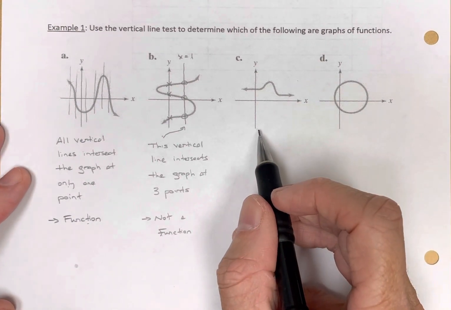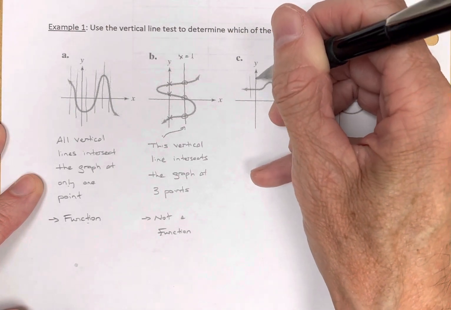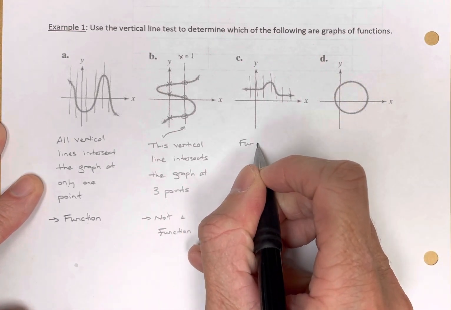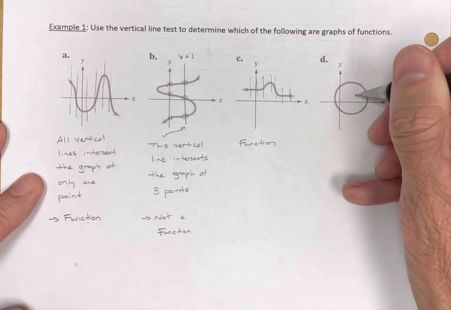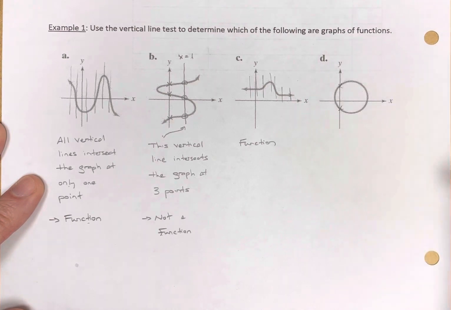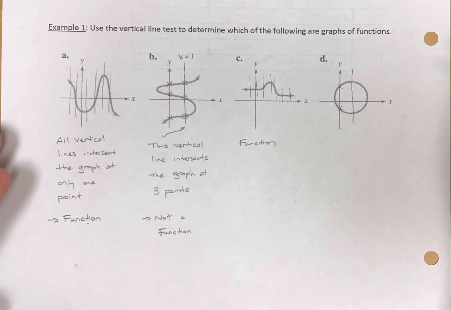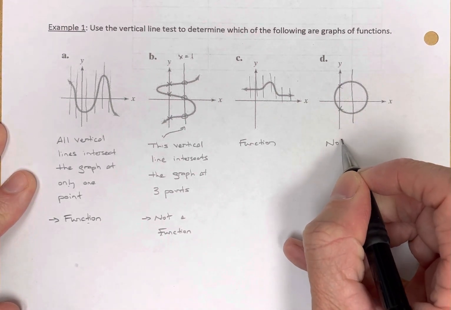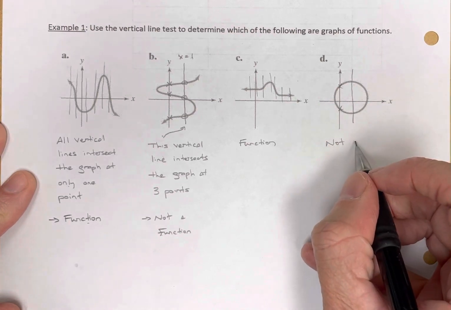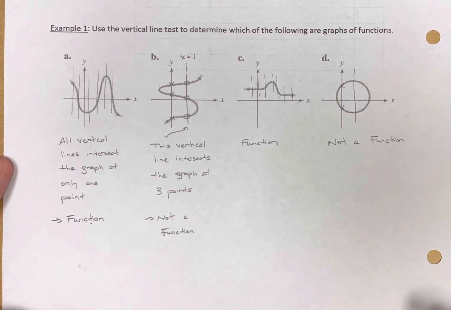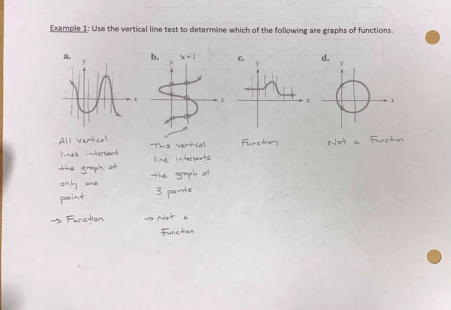Okay, letter C. You can again see all vertical lines only touch the graph in one place. This is a graph of a function. And in letter D, again, it doesn't take much to see. The y-axis hits it here and here. You can also draw one right through the middle there if you want to. All you need is one vertical line that crosses the graph in more than one place. And that tells you that whatever this is the graph of, it is not the graph of a function. So the vertical line test, very useful to figure out whether or not the graph is a function very quickly.